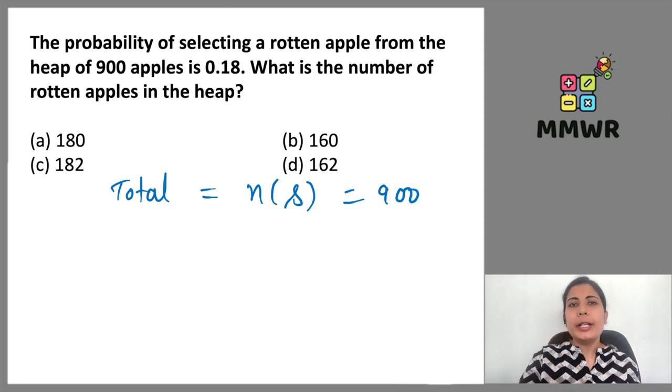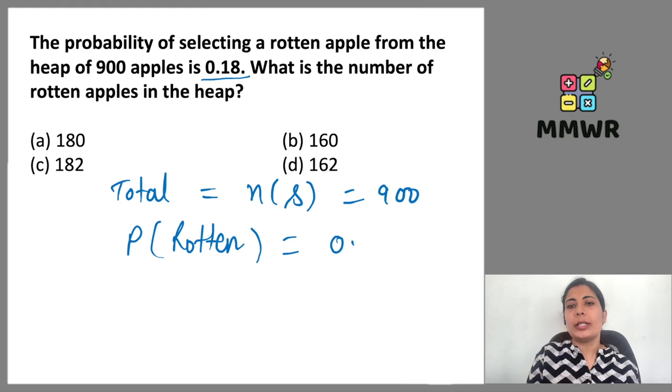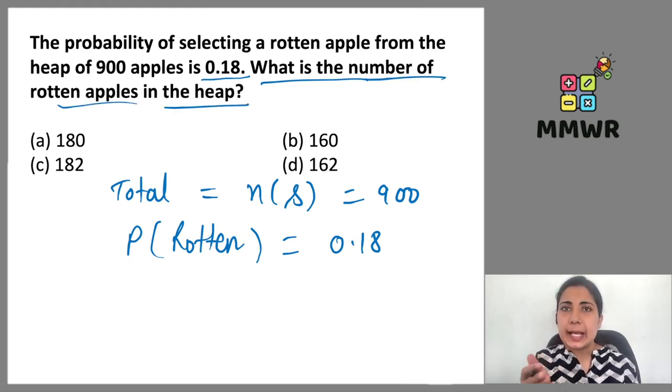So the probability of selecting a rotten apple from the heap of 900 apples is 0.18. So probability of rotten apple is 0.18. Now we know the probability formula also. What we have to calculate? What is the number of rotten apples in the heap? Exactly how many rotten apples are there in the heap? So we know the total number of apples is 900. So out of them, how many apples are rotten so that the probability will be 0.18? That we have to check.